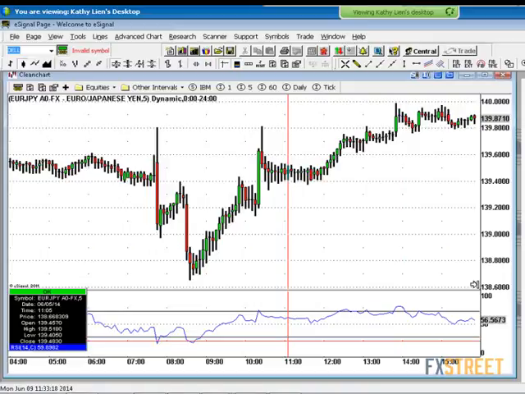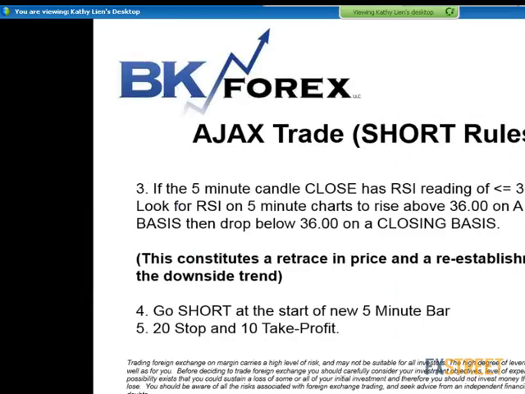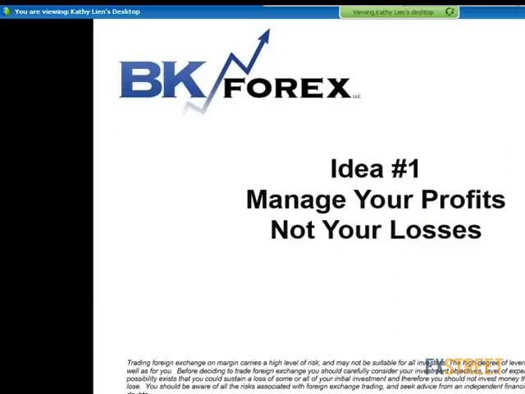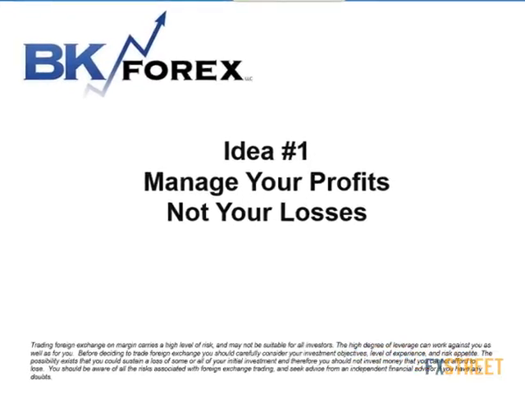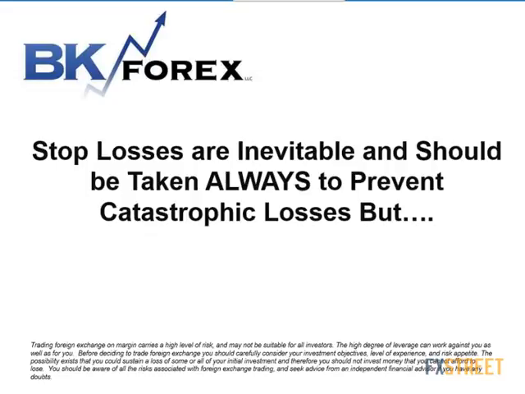I said that, in order to adapt your trading to a low volatility environment, one idea is to trade with negative risk reward and be very nimble with your profits. Another idea is to trade short term. The Ajax indicator shows you how to do that. And then finally, it's really important to manage your profits and not your losses, because we never know how much we're going to get out of the markets. Stop losses are inevitable, especially in low volatility environments where retrace risk is high, and should be used always to prevent catastrophic losses.